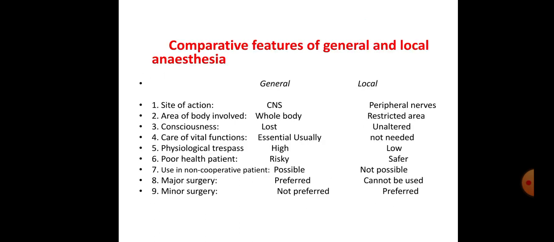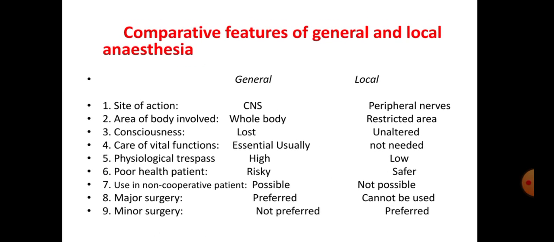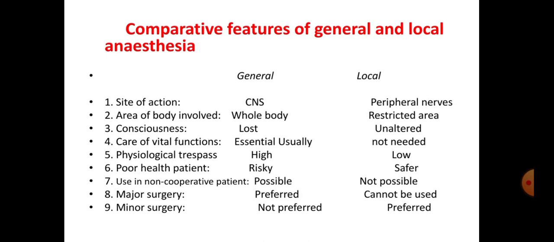There is another table showing the differences between the general anesthetics and the local anesthetics. When it comes to the local anesthetic, the site of action is the peripheral nerves. For the general anesthetics, the site of action is the brain, the central nervous system. The area of the body involved for the general anesthetics is the whole body. The whole body will have a loss of consciousness and sensation.